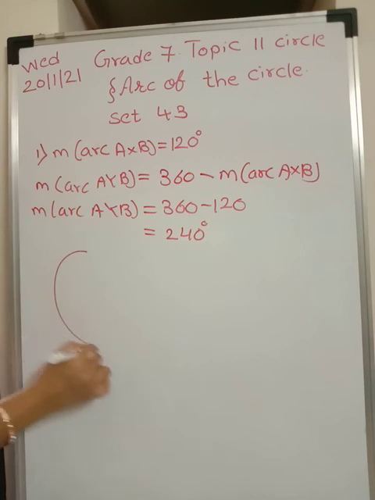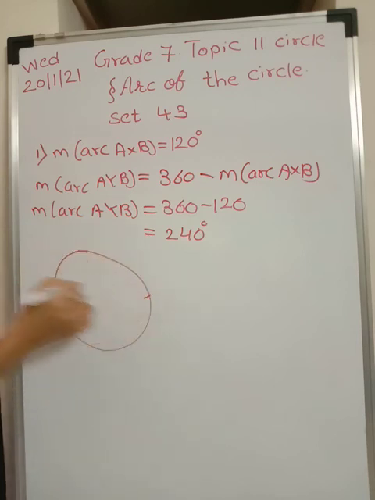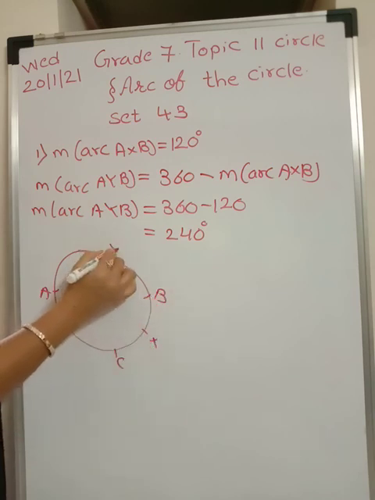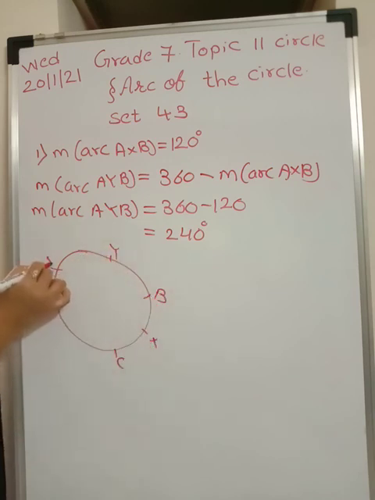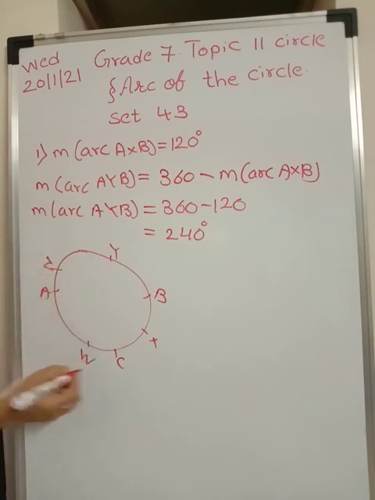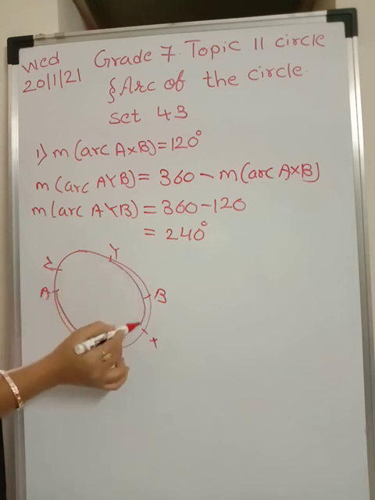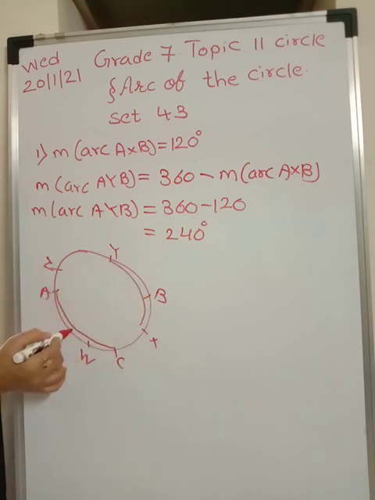Now one more thing, students, I would like to tell you. For example, this is a circle and here there are 3 points, A, B and C, and here it is X, Y, Z, and you may say W. Now the measure of arc AWC, if I wish to find the measure of this arc, it can't be 360 minus this arc. These two are not corresponding arcs. Are you understanding me? They don't have common endpoints.